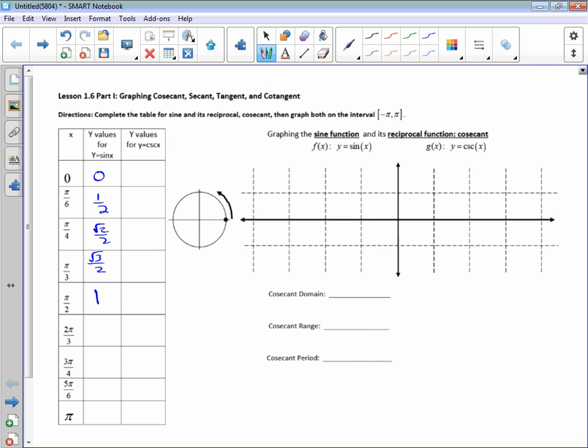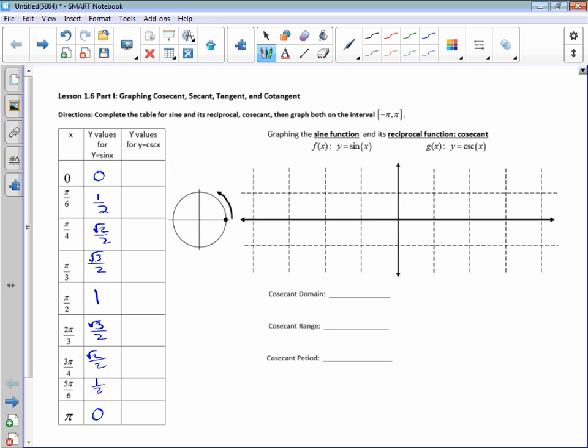1. Sine of 2 pi over 3. Root 3 over 2. Okay, sine of 3 pi over 4. Good. 1/2. Sine of 5 pi over 6 is a half. Good. And what about the sine of pi? 0.